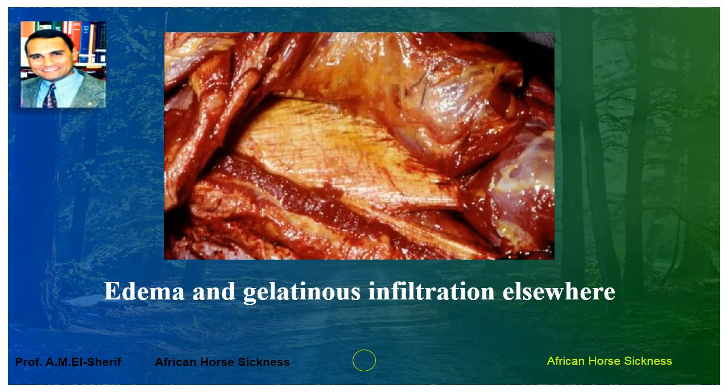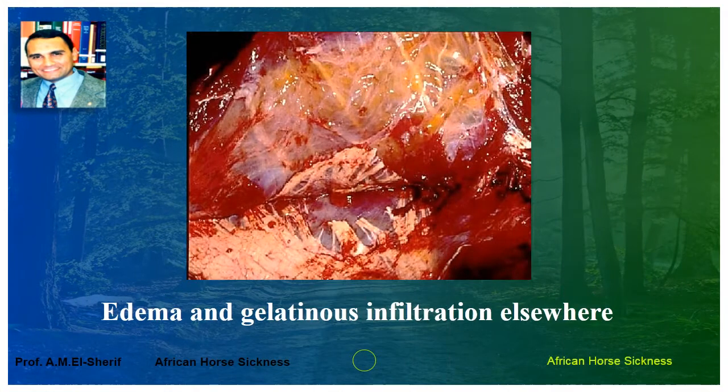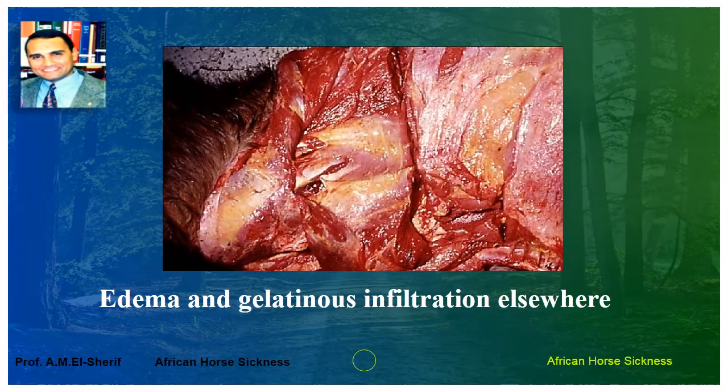One of the prominent post-mortem lesions in African horse sickness is the presence of edema and gelatinous infiltration elsewhere in the body. Edema and gelatinous infiltration in the muscles of the thorax. Edema and gelatinous infiltration in the muscles of the head and neck of an infected horse.